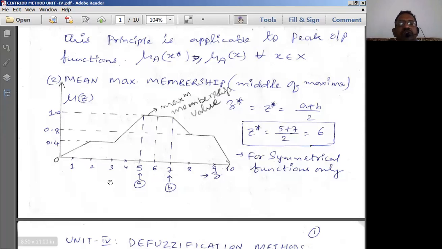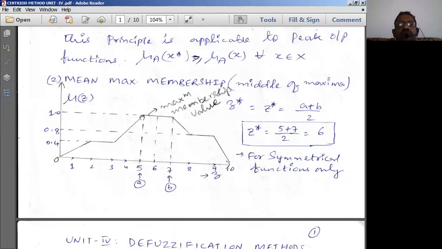The next method we discussed is the mean maximum membership function, also known as the middle of maximum method. First, locate the maximum membership value in the set. In this graph, this is a union of various fuzzy sets, and this membership function is given to us. From this, locate the maximum membership value. This is the maximum membership value.